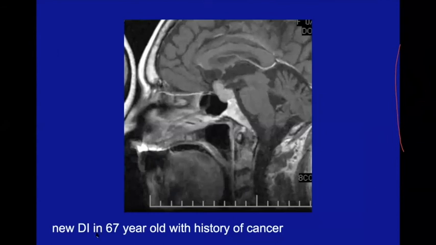Now, here's a patient with diabetes insipidus, 67-year-old, has a history of cancer. You notice that there's a mass that extends into the suprasellar region. This is post-contrast. Look at the nasal mucosa, and you can see the sella is not that enlarged. This proved to be a pituitary metastasis. So again, think about this entity in patients who have a history of cancer.